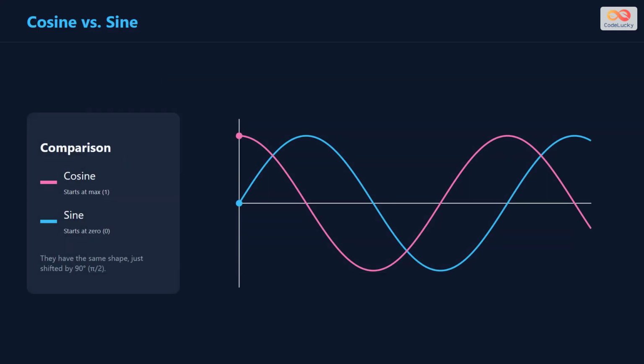You might notice this looks very similar to the sine wave, and it is. The only difference is the starting position. The sine wave starts at 0, while the cosine wave starts at 1. In fact, the cosine graph is simply the sine graph shifted to the left by 90 degrees, or pi/2 radians.